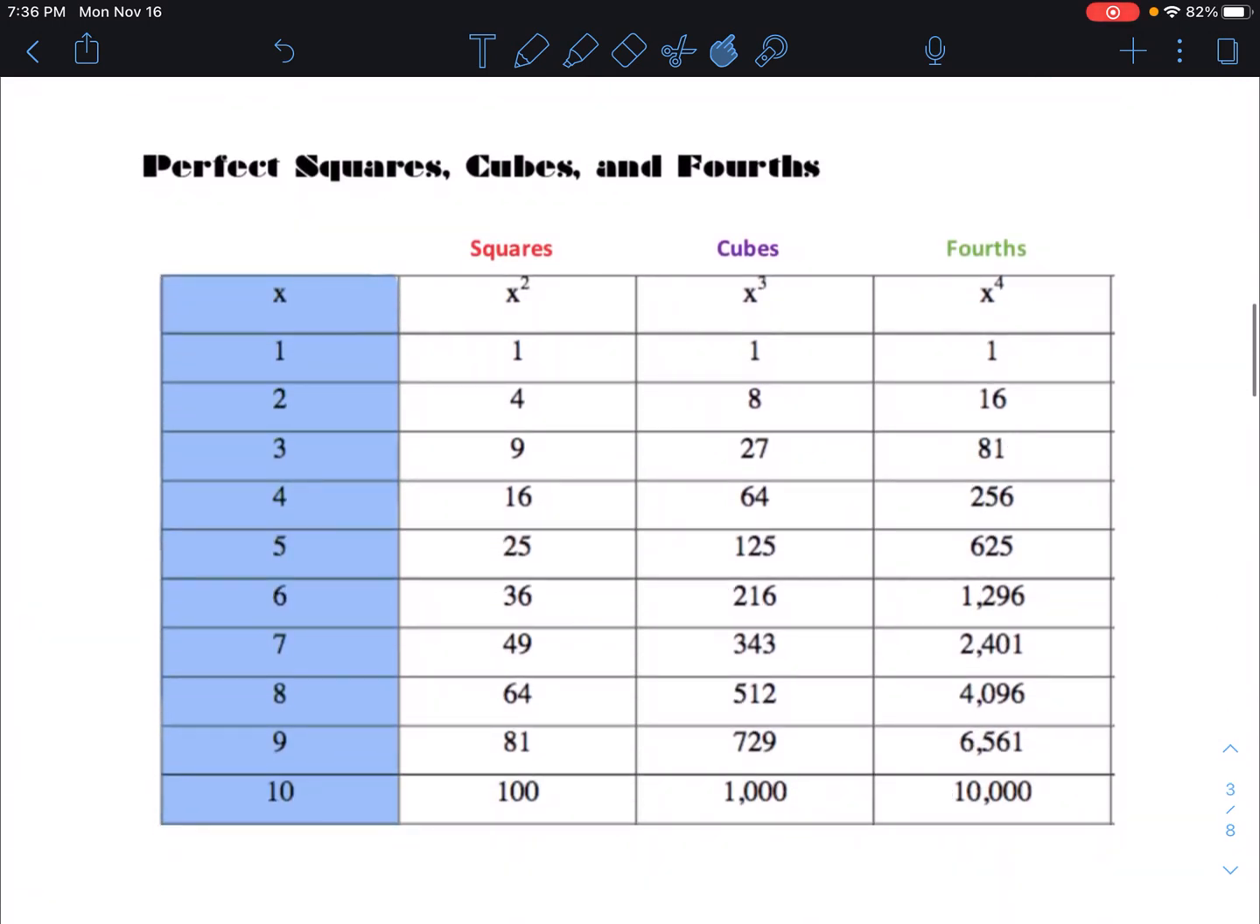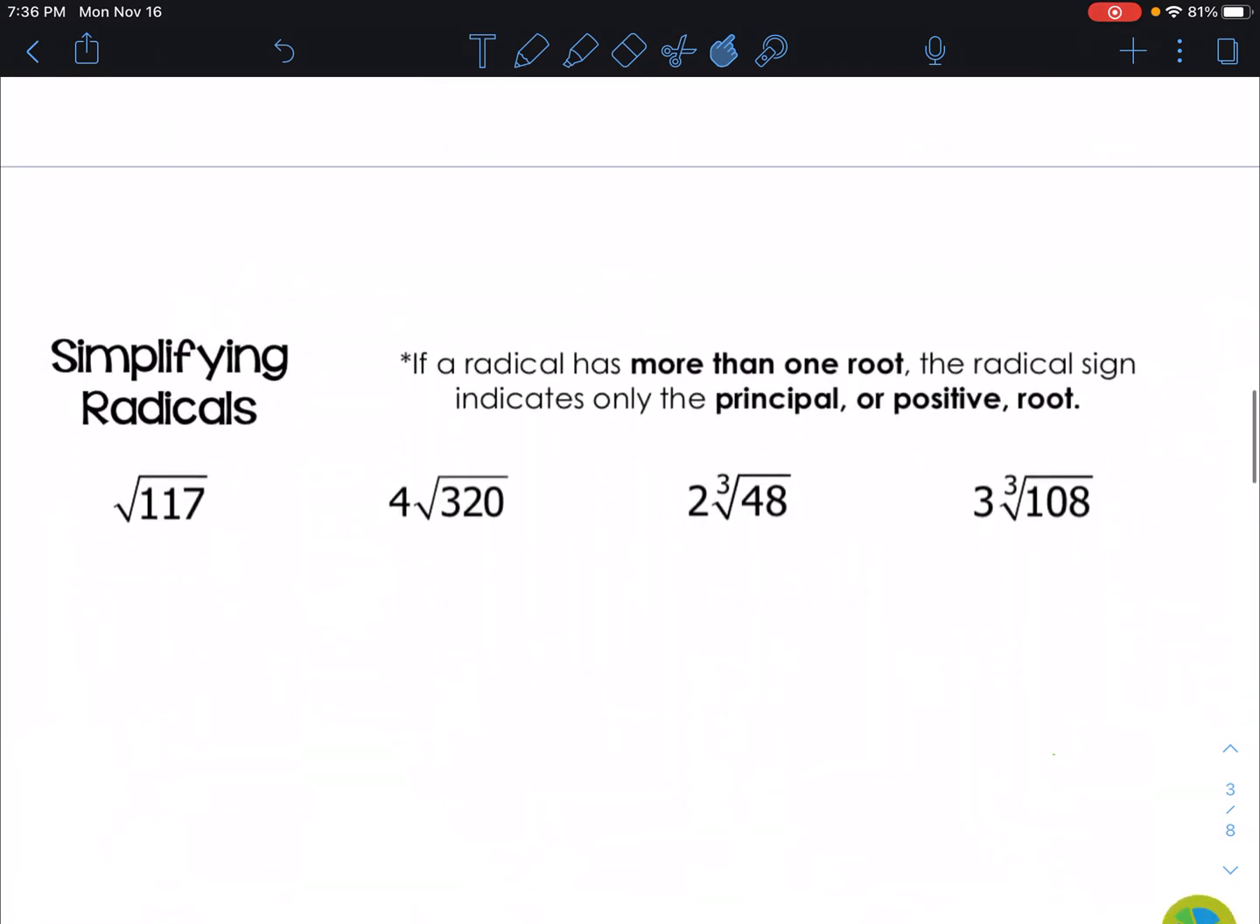And this chart is handy. I would suggest you print this out or have it in Notability and just reference it all the time during these units because you're going to want to come back to this. It goes all the way up to 15, but I put 10 in here.